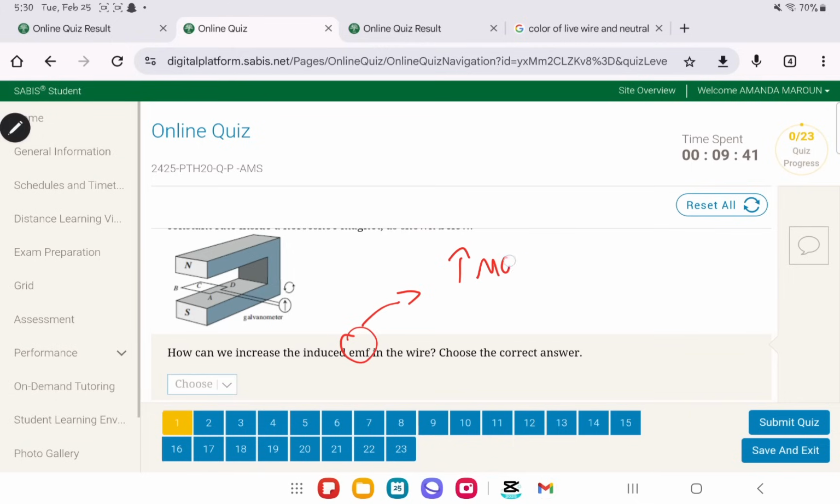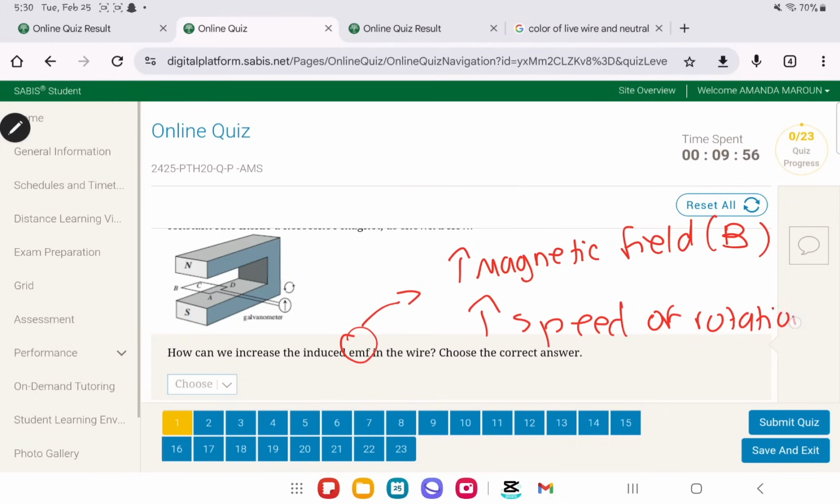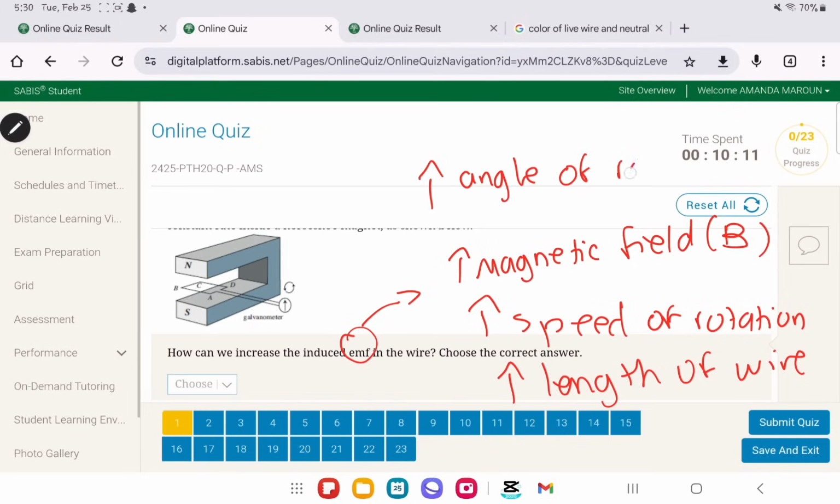Either increase the magnetic field, and remember, magnetic field is denoted by B, okay? Or you could increase the speed of rotation, or you could increase the length of the wire, or you could increase the angle of rotation. The more rotated it is, the more electromagnetic force could enter the wire. And use multiple loops. These are just some of the possible options that we could put.